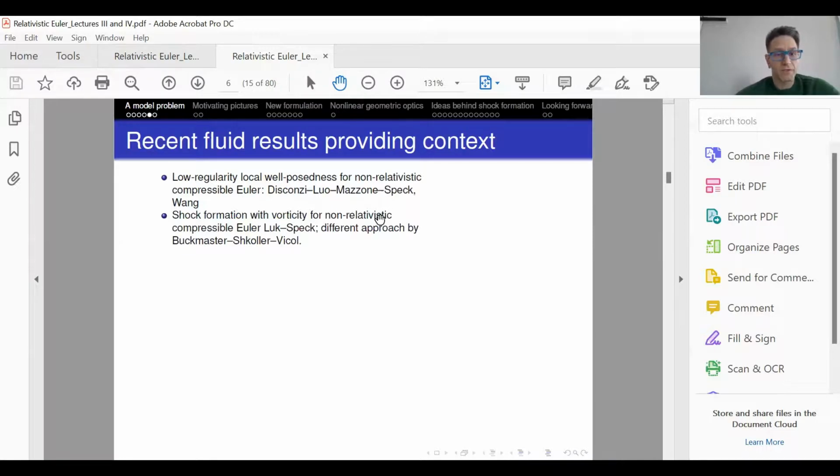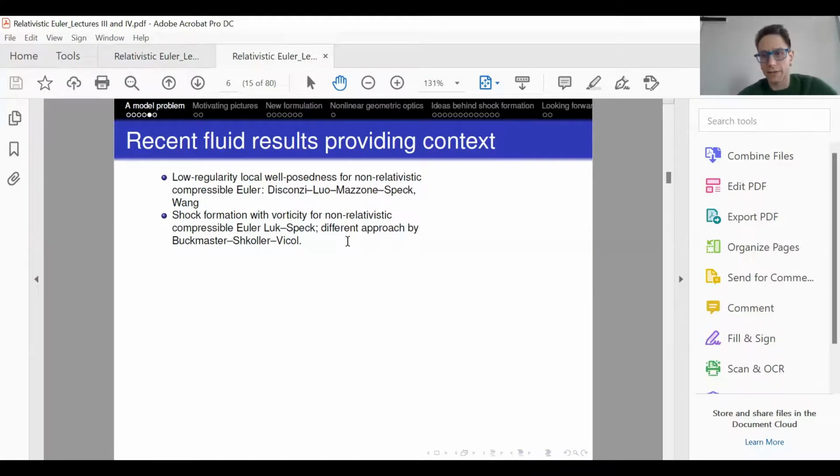You can study the formation of shocks; this has been done for non-relativistic compressible Euler. I did this in a couple of papers with Jonathan Luk. There is a different approach by Buckmaster, Shkoller, Vicol that handles the case where, at the time of first blow up, there's a unique isolated singular point. That's basically the regime that Alinhac studied. But they did it for compressible Euler with vorticity, which is a much harder problem.